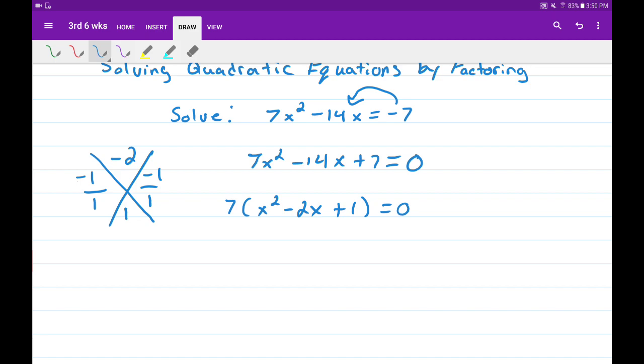Okay. So negative 1 times negative 1 is a positive 1. Negative 1 plus negative 1 is a negative 2. So the top and the bottom check out. So those are my factors. So I'm going to rewrite this in intercept form. Do not forget our GCF, that's our 7. And we're going to have x minus 1 times x minus 1 equal to 0.